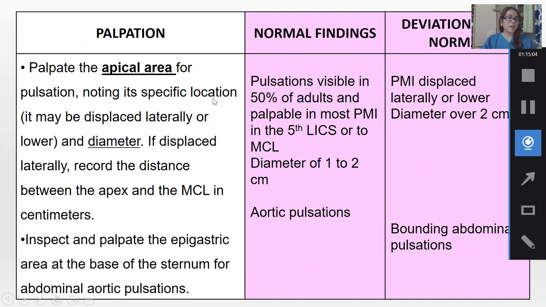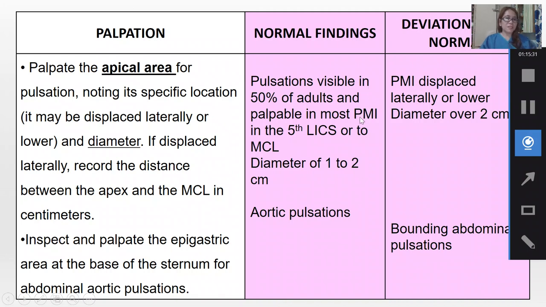Palpate the apical area. So, alam nyo na to saan ang apical area for pulsation. Noting its specific location, it may be displaced laterally or lower in diameter. If displaced laterally, record the distance between the apex and the midclavicular line in centimeters. Inspect and palpate the epigastric area at the base of the sternum for abdominal aortic pulsations.